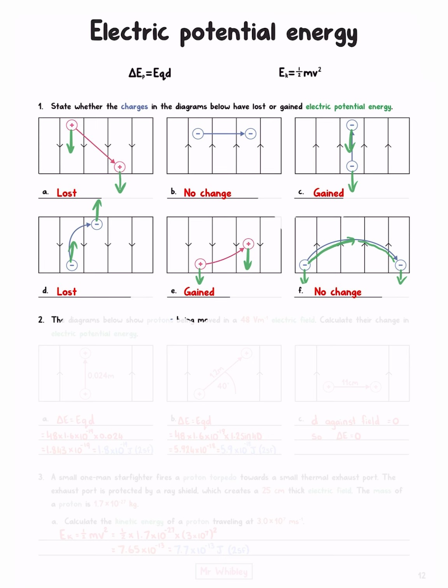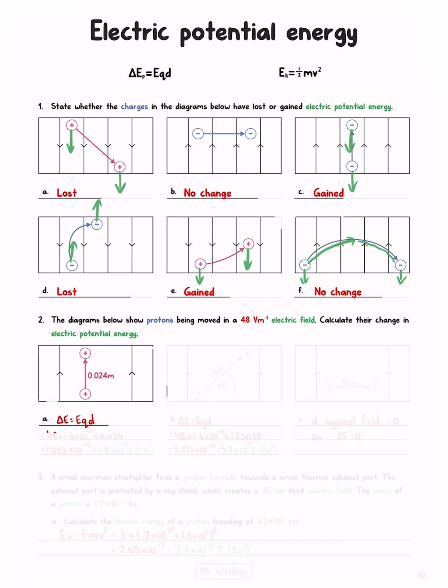Question 2. The diagrams below show protons being moved in a 48 volts per meter electric field. Calculate their change in electric potential energy. We have a positive charge moving against an electric field. Electric potential energy is EQd, where we have the electric field strength. We were given it up here.